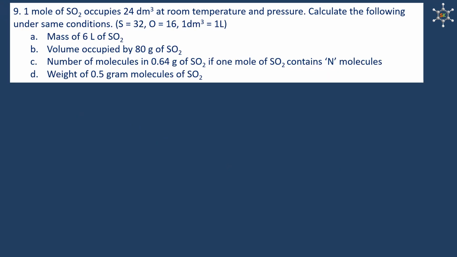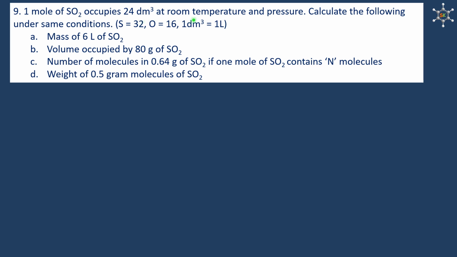There are multiple problems in this problem. Let us address problem number A first. 1 mole of SO2 occupies 24 dm cube at room temperature and pressure. Calculate the following under same conditions. First one, mass of 6 liters of SO2. Atomic weights are given. It is also given that 1 dm cube equal to 1 liter. So, 24 dm cube becomes 24 liter.